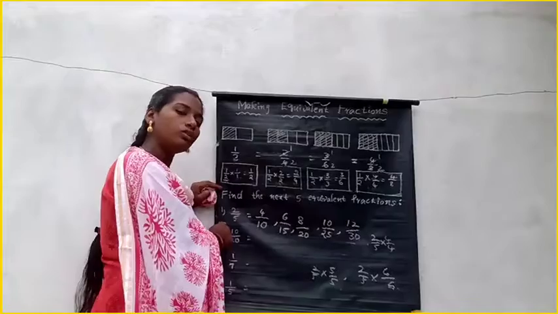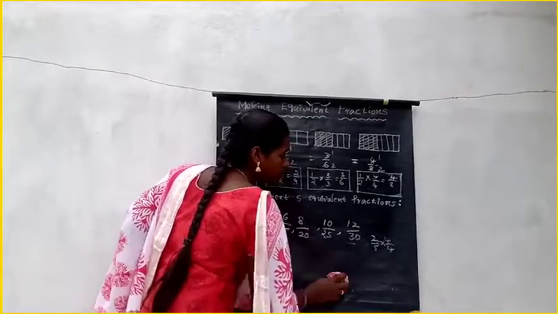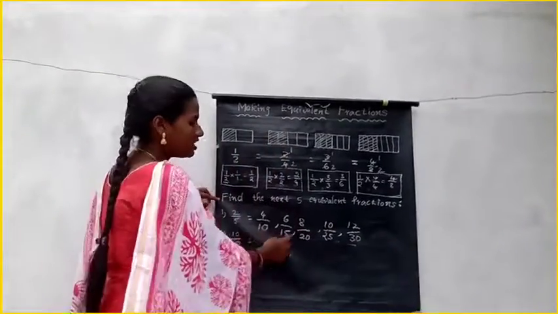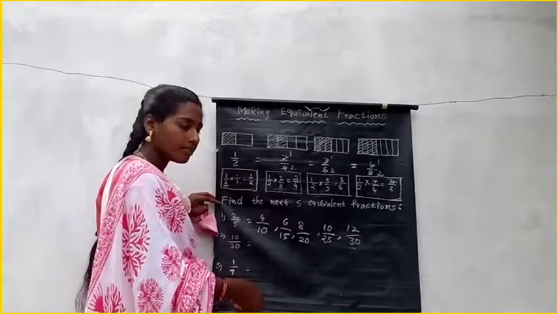If you have any doubt, you can divide it as it is. You can get 2 by 5. In each and every case, you will get 2 by 5.